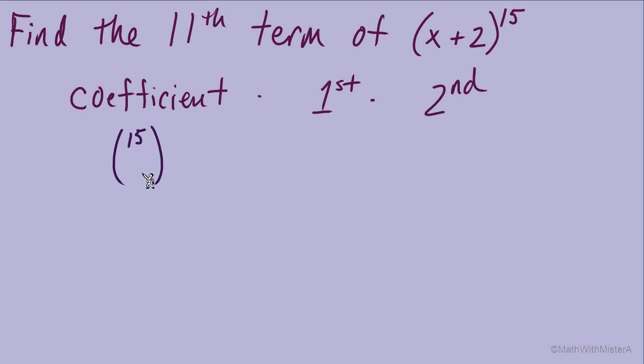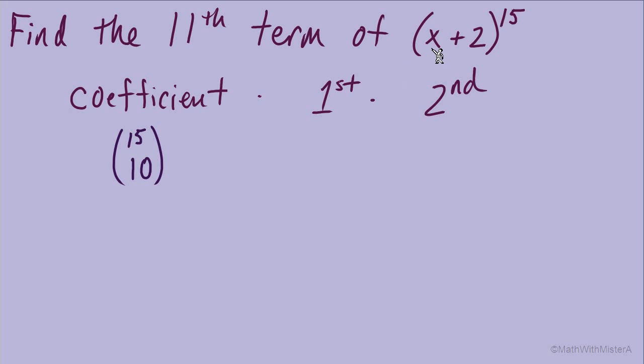But what do I want to have below for the 11th term? Remember, the first term uses k equals 0. The second term uses k equals 1. Whichever term I'm looking for, I have to take away 1 to find that value of k. So if I'm talking about the 11th term, take away 1 leaves us with k equals 10. Here's the expression that will give us the coefficient of the 11th term.